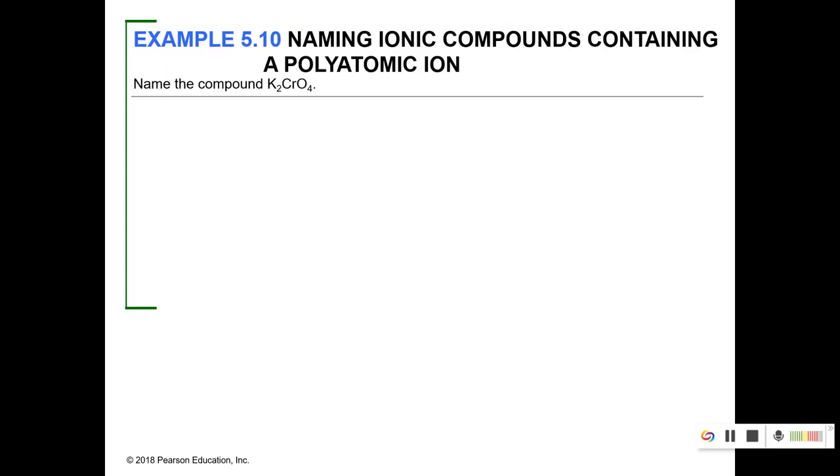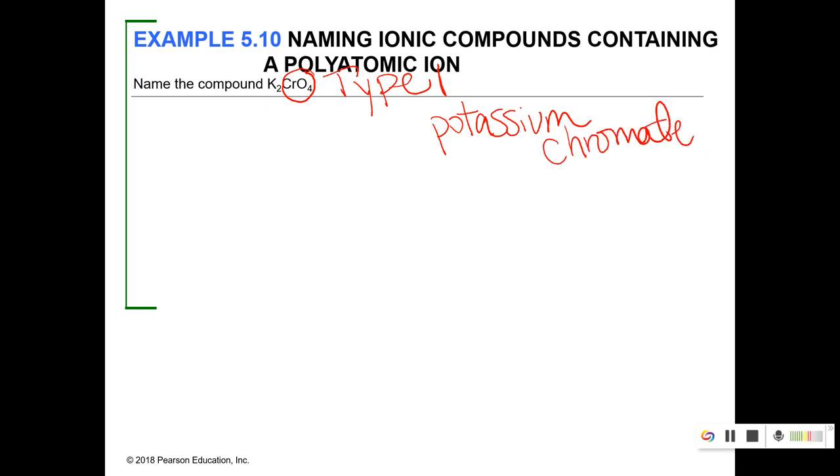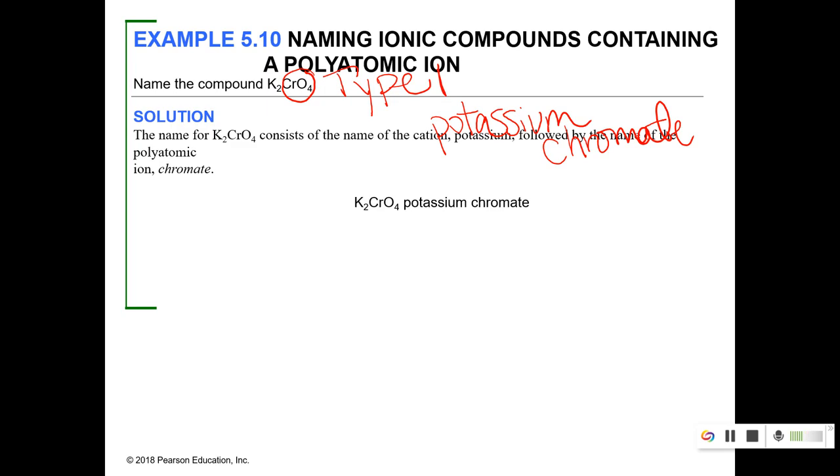Okay, so now we're going to practice naming them. This is a type 1 because potassium is an alkali metal. So this is potassium. Then we go look on our chart for CrO4. I see it. It is chromate. So we just name it potassium chromate.